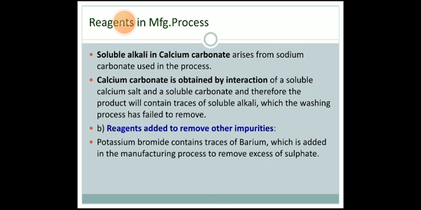The reagents added to remove other impurities. For example, potassium bromide may contain traces of barium, which is added in the manufacturing process to remove the excess quantity of sulfate.